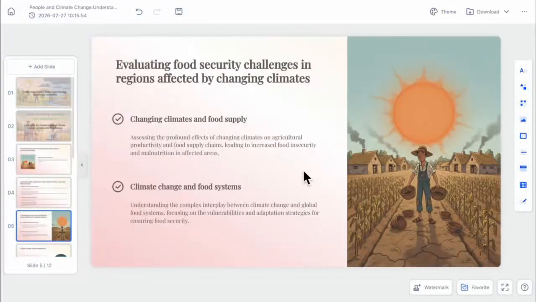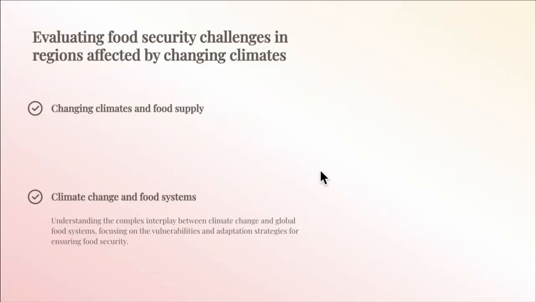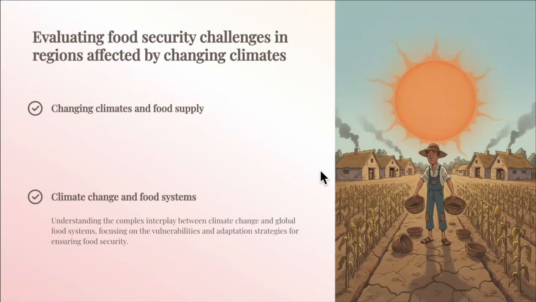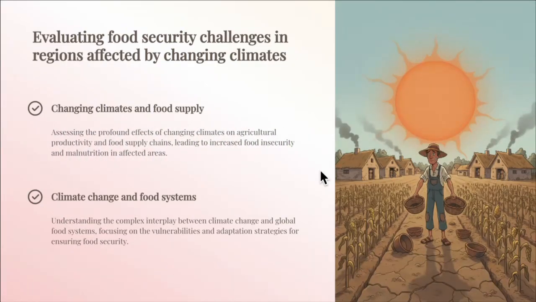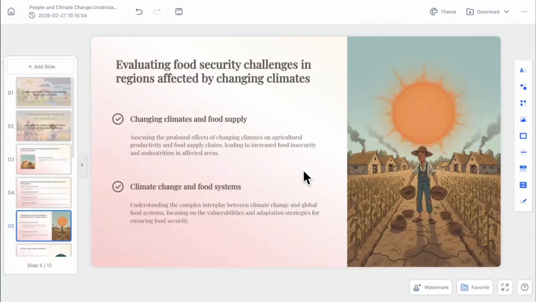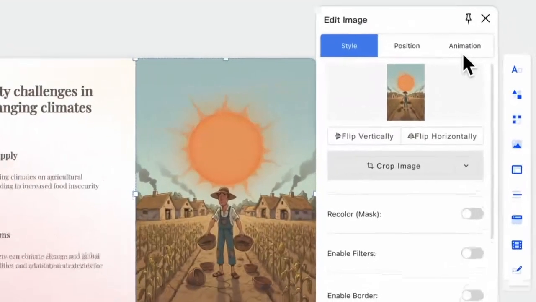Hi everyone, welcome back. In this tutorial, I'll show you how to add animations to text and images in Smallppt. Open your generated slide and click on the text or image you would like to animate. An editing panel will appear on the right side.